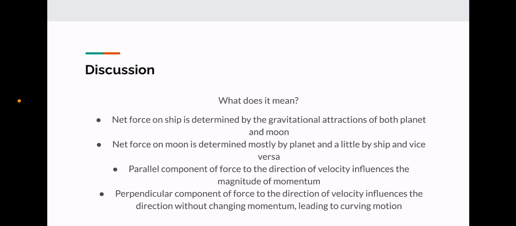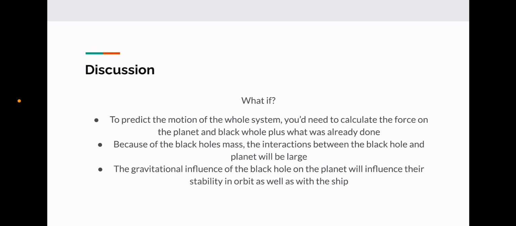Discussion. What does it mean? The net force on the ship is determined by the gravitational attractions of both planets and the moon. The net force on the moon is determined mostly by the planet and a little bit by the ship because of its small mass, and vice versa for the planet on the moon. The parallel component of the force to the direction of velocity influences the magnitude of momentum but doesn't change the direction. The perpendicular component is the opposite, where it changes the direction of velocity without changing the magnitude of the momentum, which leads to curving motion.